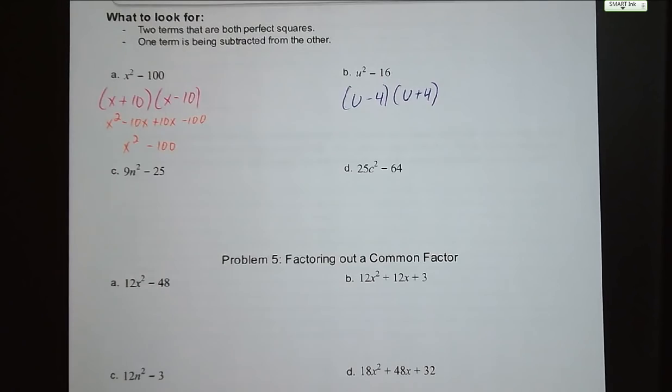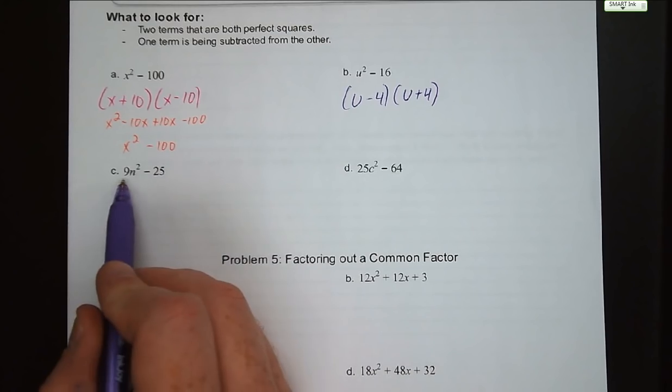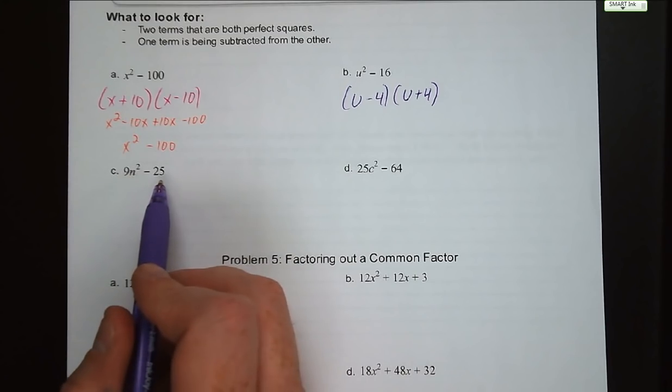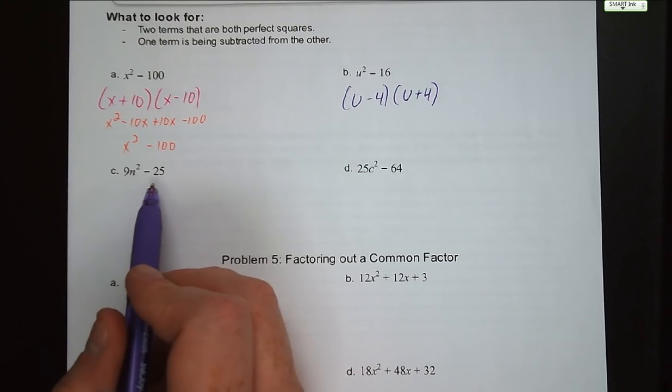All right. You guys try letter C and D, and then I will go over it. So letter C says 9n squared minus 25. Is 9 a perfect square? Yes. Is n squared a perfect square? Yes. Is 25 a perfect square? Yes. Is one being subtracted from the other? Yes.